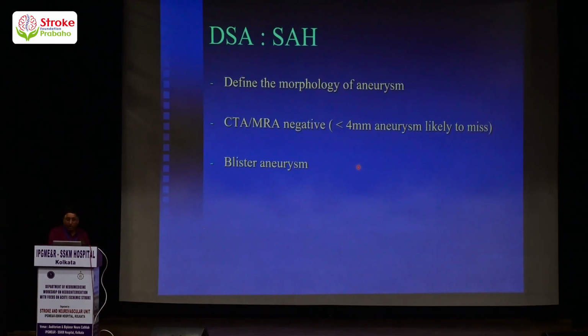DSA is also very helpful in subarachnoid disease to define the morphology of the aneurysm, particularly in cases where the CT or MR angio is negative. If the aneurysm is less than 4 mm, it is likely to be missed on CT angio or MR angio. So any patient with subarachnoid disease where CT angio and MR angio are negative, you must subject this patient to DSA, otherwise you are likely to miss a blister aneurysm, which is a very small aneurysm.